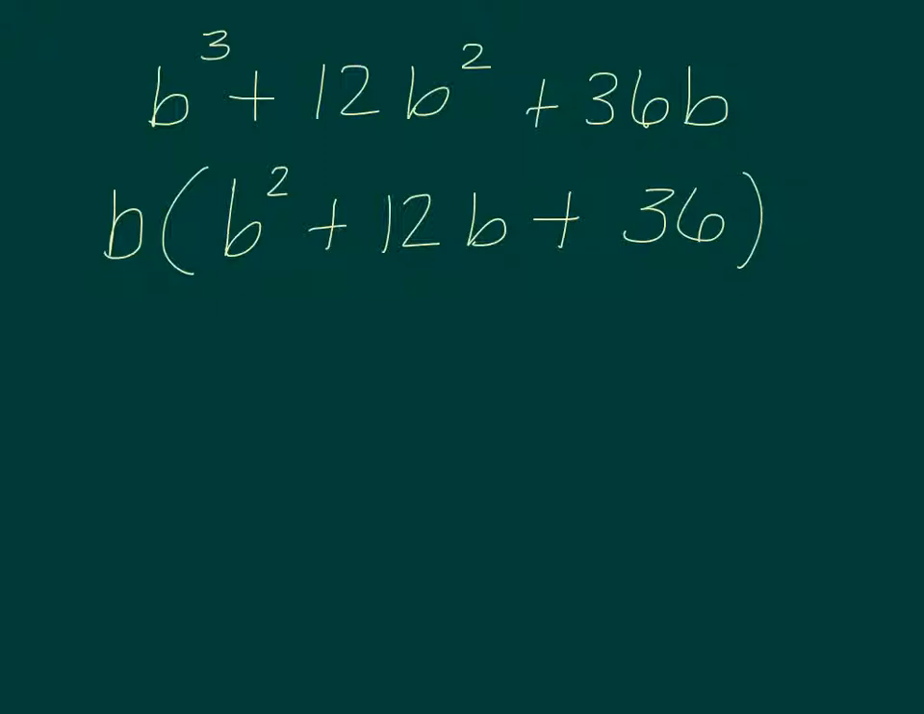be factored. It's a trinomial, it's of the form x squared plus ax plus b. There's no number other than 1 in front of b squared, so I can factor this by writing b and b in parentheses and filling in the blanks. I need two numbers that when I multiply them together, I get 36, but when I add them together, I get 12. Well, let's see.